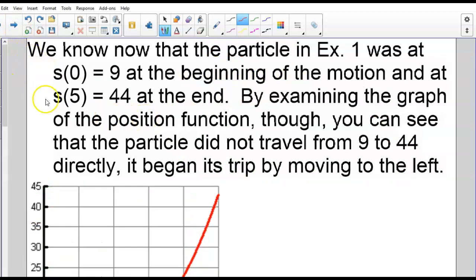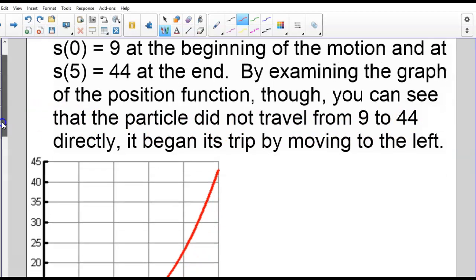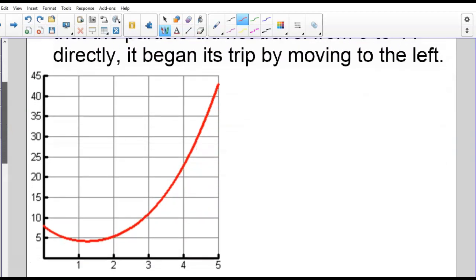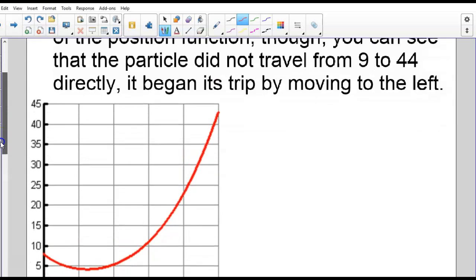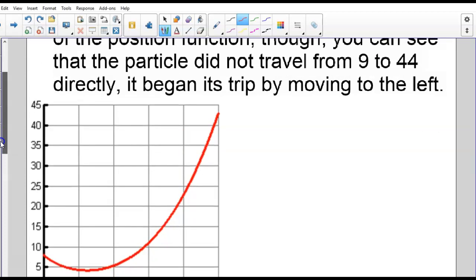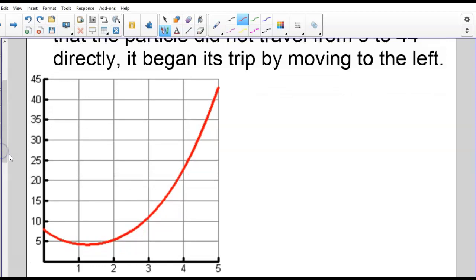All right, now let's go to 3. 3 says we know now that the particle in example 1 was at s of 0 equals 9 at the beginning of the motion and at s of 5 at 44 at the end. By examining the graph of the position function, though, you can see that the particle did not travel from 9 to 44, all right? So it didn't travel from 9 to 44 directly. It began its trip by moving to the left.